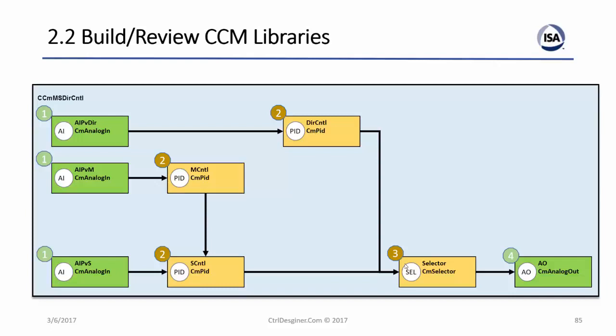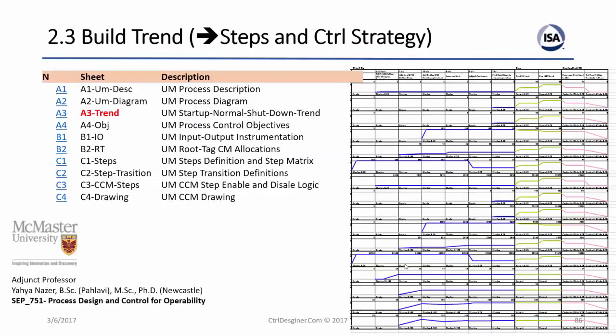Therefore, by putting all of these together under this wrapper, CCM MS direct control, we can reuse this over and over and over again. We test it once and we use it again and again. We just need to assign the AIs and assign the AO to it, and I will show later how we can put these things together.